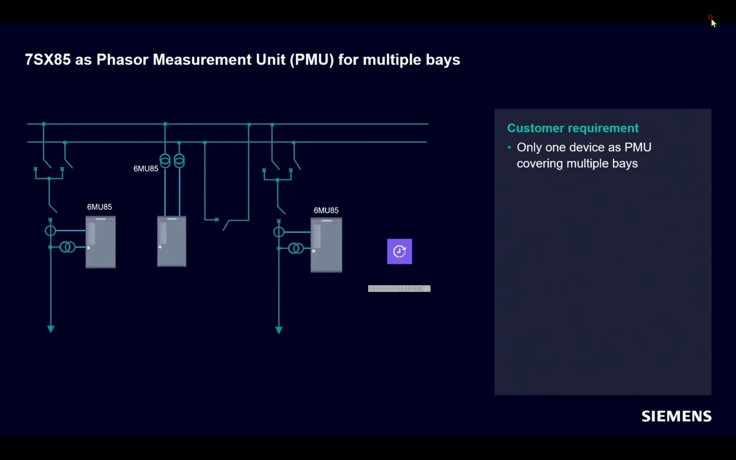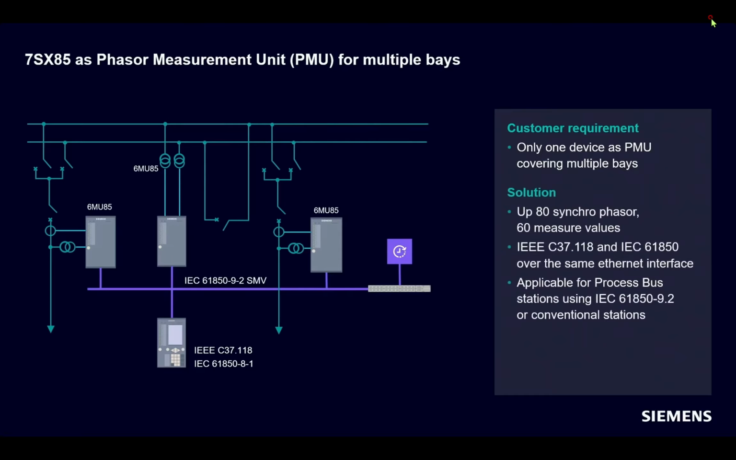Using merging units and a process bus network with sample values based on the standard 61850-9-2, a central device can stream the PMU data based on the standard protocol C37.118. The PMU stream can provide up to 80 synchrophasors and 60 measured values, all from one device, on the same Ethernet interface. The protocol IEC 61850 can also be enabled.